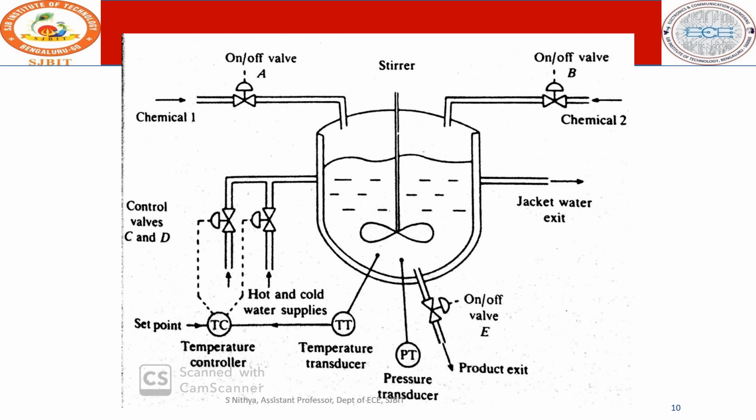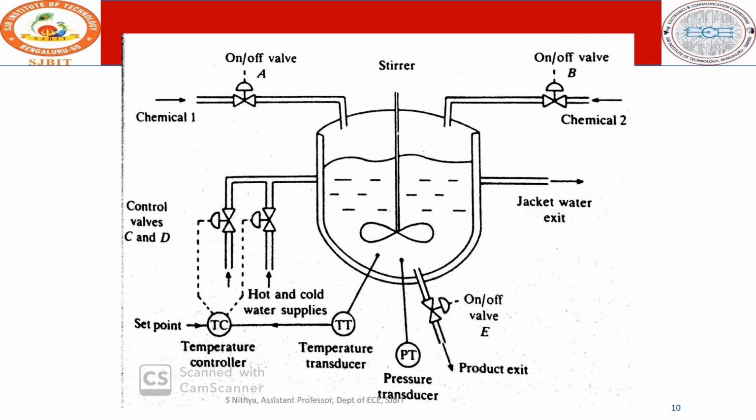Okay, so this is all about the diagram. Now I will tell you the procedure working of this system. So how does this chemical reactor work? Okay, so the first step is to open the valve A to charge the vessel with the chemical 1.